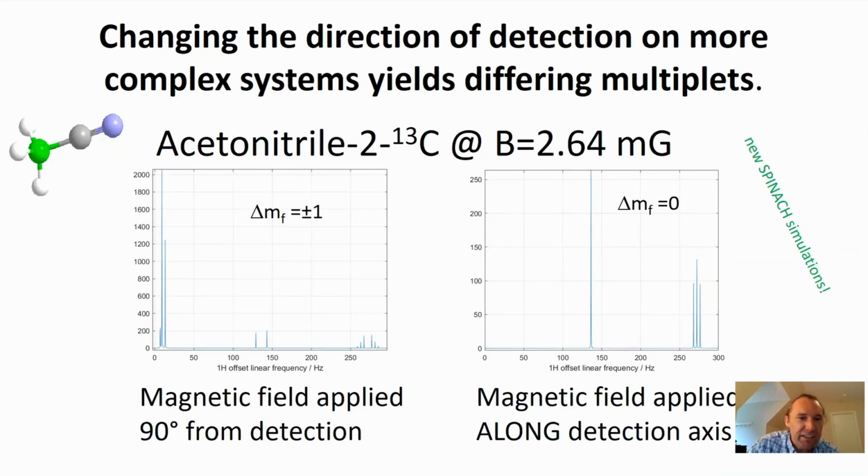For example, here in acetonitrile with this CH3 group, if you have a magnetic field applied 90 degrees away from the direction of detection, you get interesting multiplets, such as a doublet at 1 times the J coupling and another structure at 2 times the J coupling. Whereas if you now apply the magnetic field along the axis of detection, you can see that the line at 1 times the J coupling does not get split, whereas the higher multiplet, even though everything is along Z, still experiences some form of splitting. So the selection rule is modulated, which I think is rather intriguing.